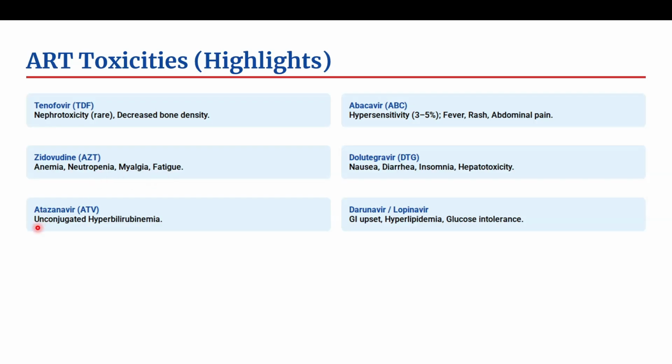Atazanavir can cause unconjugated hyperbilirubinemia. Abacavir has the potential to cause a hypersensitivity reaction. Look for HLA B*5701, and it can cause fever, rash, abdominal pain. Dolutegravir can cause nausea, diarrhea, insomnia, and it is hepatotoxic, so look at liver enzymes during monitoring. Darunavir and lopinavir can cause GI upset, hyperlipidemia, and glucose intolerance.